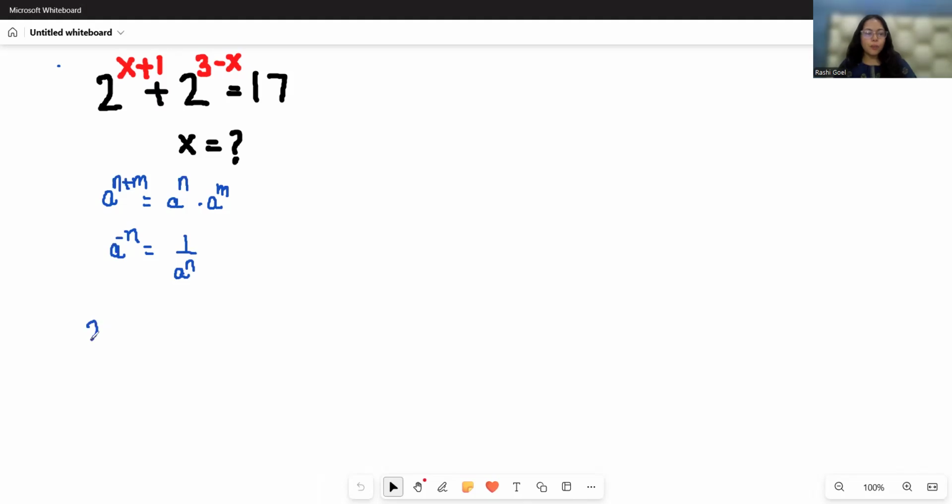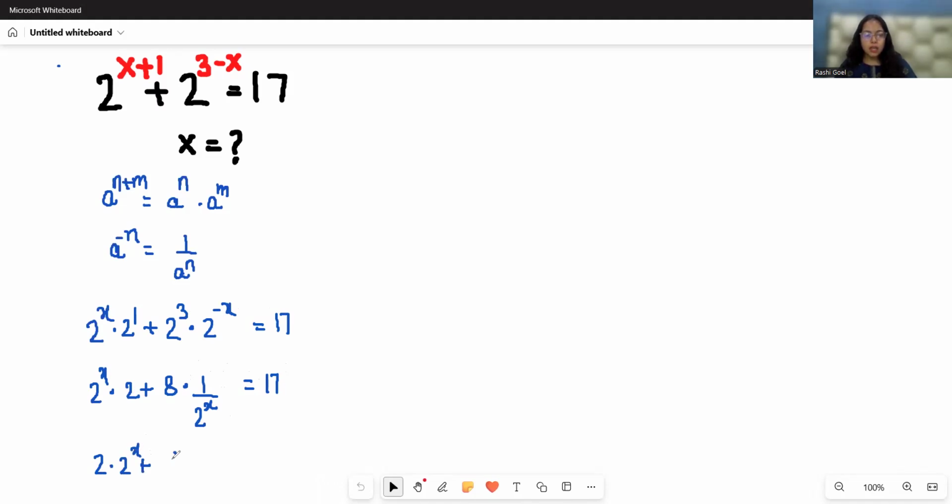So first, this 2 power x plus 1 becomes 2 power x times 2 power 1. And this 2 power 3 minus x becomes 2 power 3 times 2 power minus x equals 17. Now 2 power x times 2 plus 2 power 3 is 8 times this 2 power negative x. We can write it as 1 by 2 power x equals 17. So 2 times 2 power x plus 8 by 2 power x equals 17.